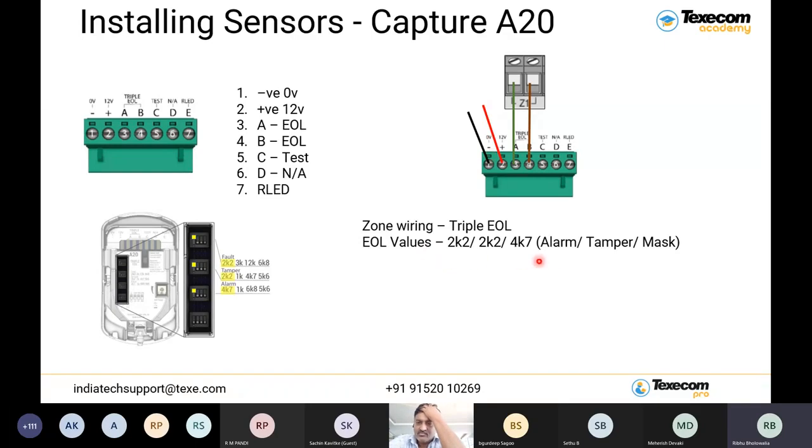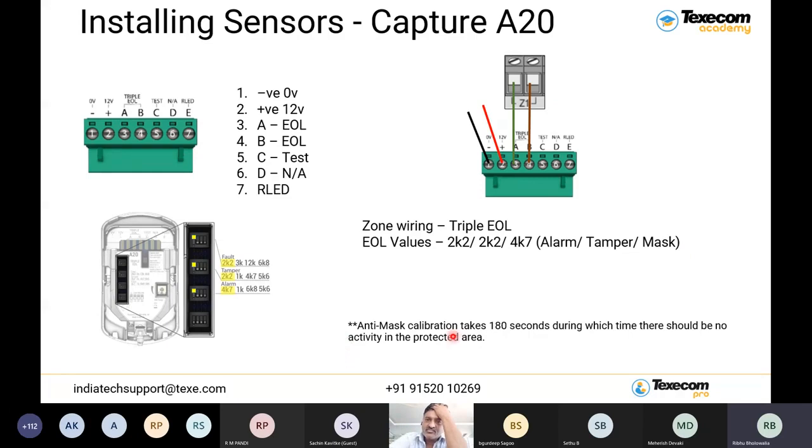So here are the 3 resistance values which I have already explained. Due to these resistance values, it is detecting all these 3 conditions in a simple way. Okay, so most important thing you can see here, we have written that anti-masking calibration takes 180 seconds, during which time there should be no activity in protected area.